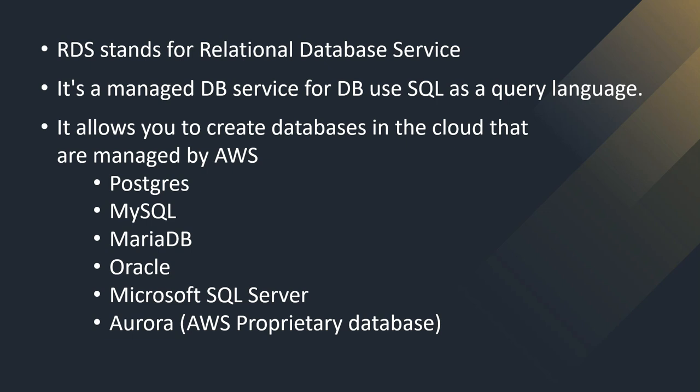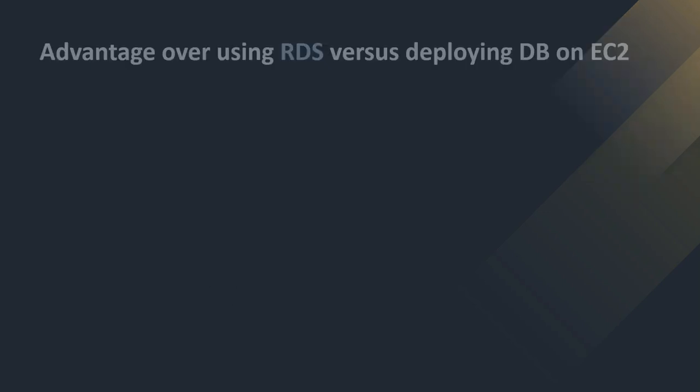So what type of database engines are managed by AWS? Well, the first one is PostgreSQL. Then we have MySQL, MariaDB, Oracle, Microsoft SQL Server, and finally Aurora. We have a dedicated section on Aurora, so right now you can just forget about it, okay? But the first five, Postgres, MySQL, MariaDB, Oracle, and Microsoft SQL Server, you have to remember them.